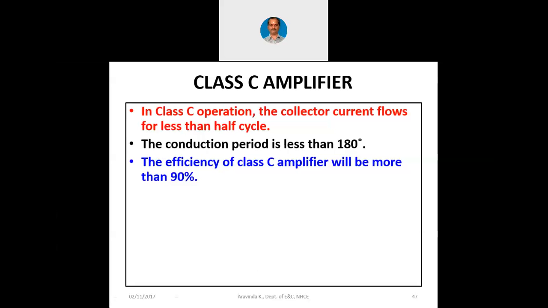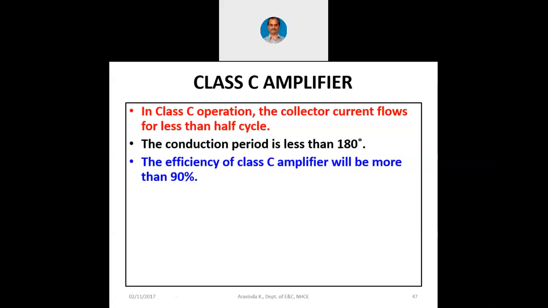As per our definition, in class C operation, the collector current flows for less than half cycle. So the conduction period is less than 180 degree. That means the amplifying transistor will not work at 180 degree also. In the class B, we had seen that in the push-pull operation, the transistor is working at slightly less than 180 degree because of that crossover distortion. And in class AB, we gave additional bias there which is working for slightly more than 180 degree. Actually in class B, it is exactly at 180 degree, but with the crossover distortion.